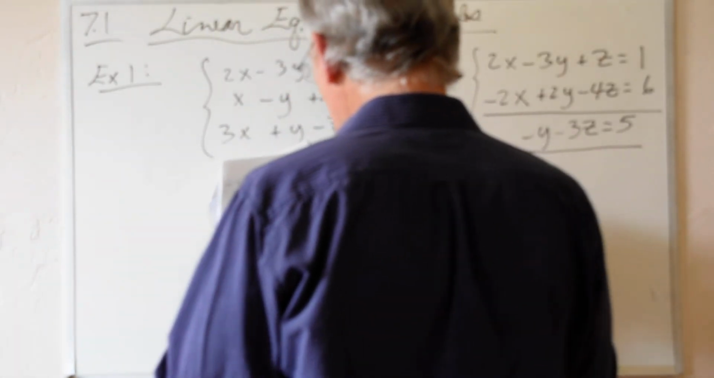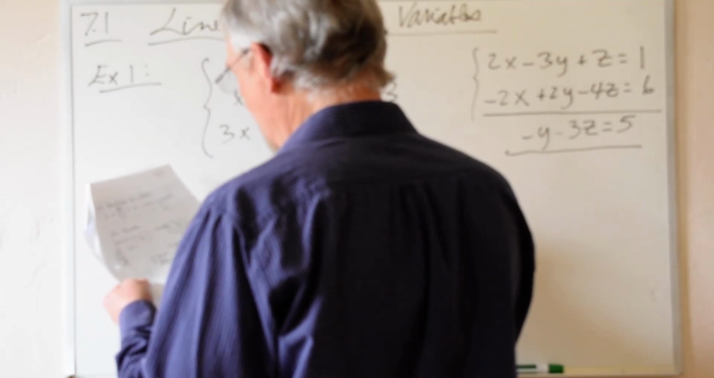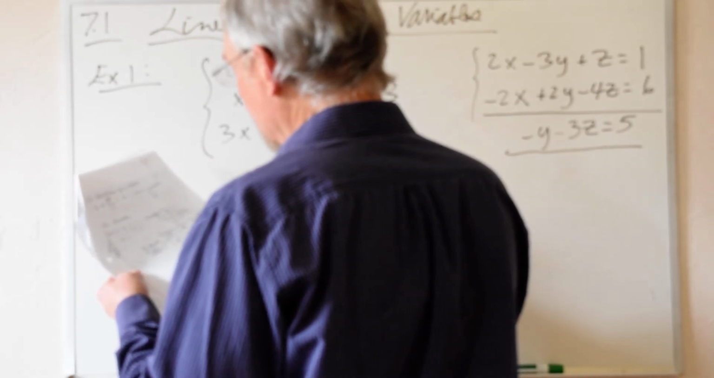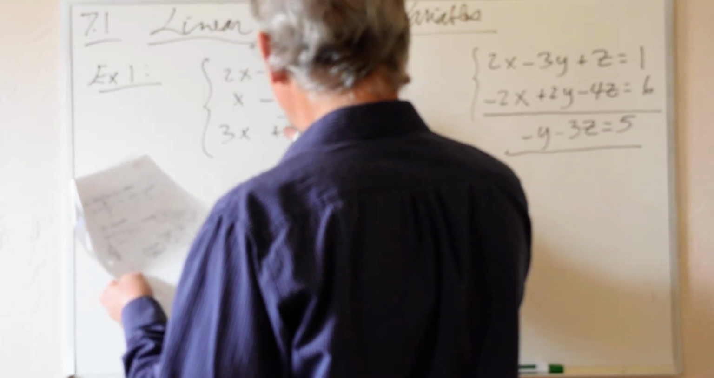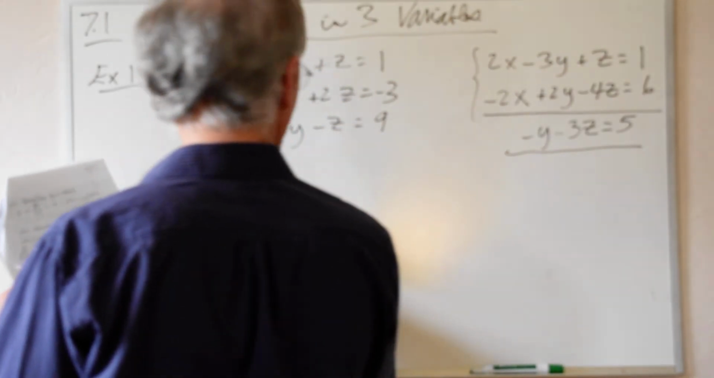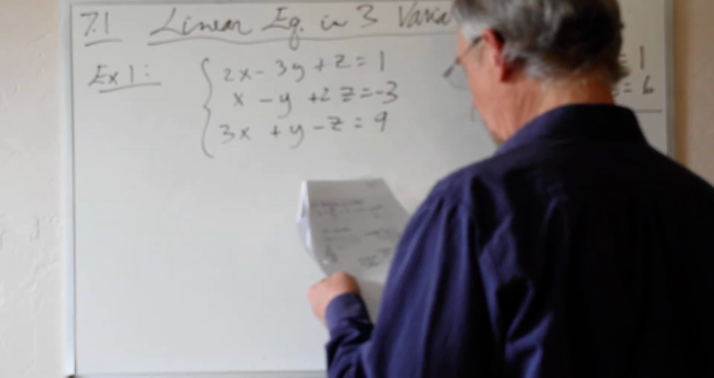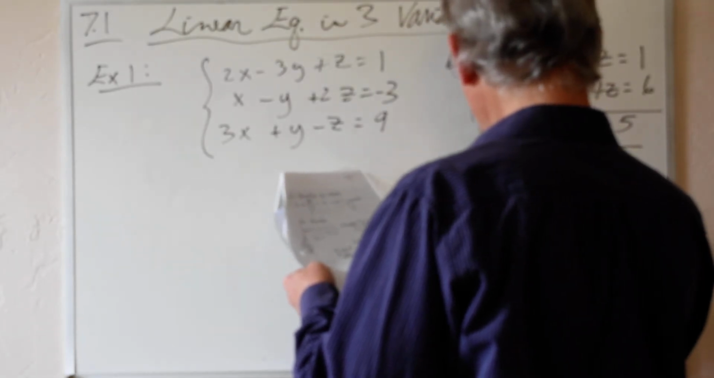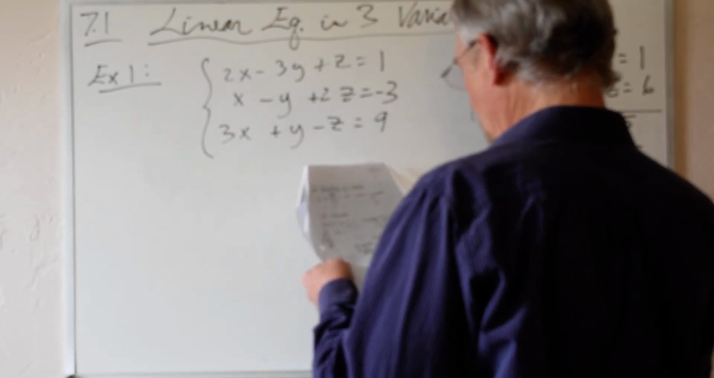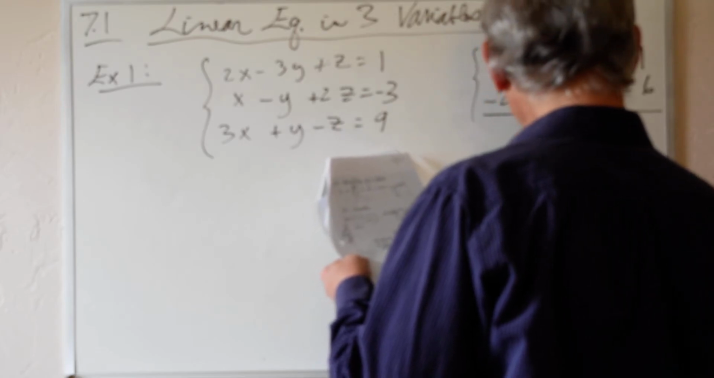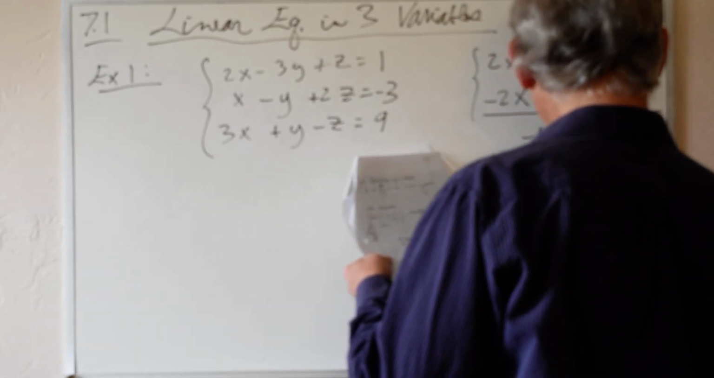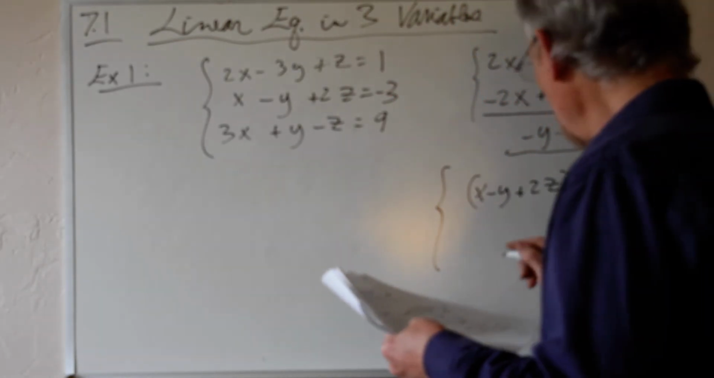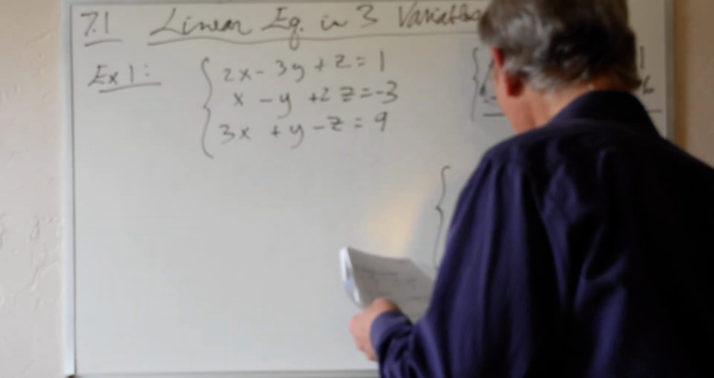So, I need to eliminate the same variable again. Let me combine the second equation with the third equation. And I'll go over here and keep working like this. If I have the second equation, x minus y plus 2z equals negative 3. And then I'll write the third equation underneath it.